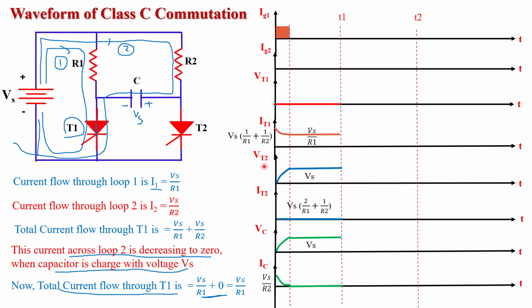Now what about the voltage and current across the T2 thyristor? The T2 thyristor is turned off this time, and when T2 is turned off, the voltage across it is maximum. We get the maximum voltage drop across the device, equal to Vs. And because T2 is turned off, there is no current through T2, so this is 0. So this is the waveform of mode 1.